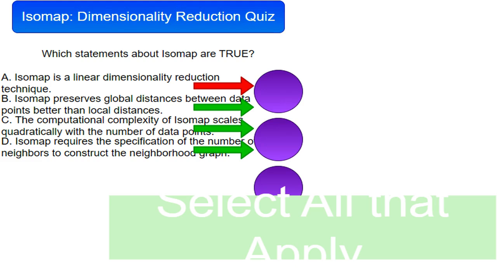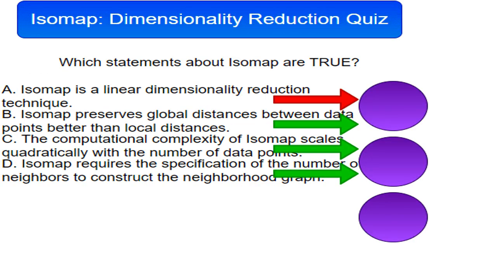This instruction tells you that you might need to select more than one answer choice. It's a multiple-choice question where multiple options could be correct. Pay close attention to each statement. This is the main question. You need to evaluate each statement and determine if it accurately describes Isomap, a dimensionality reduction technique. Let's find those true statements.